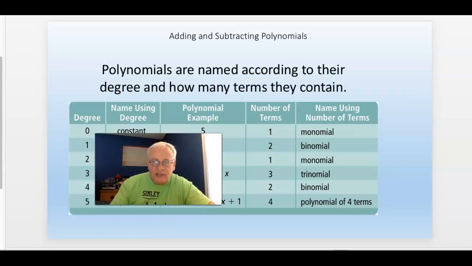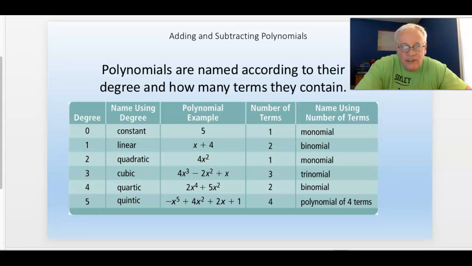Polynomials are named according to their degree and how many terms they have. With 0 degrees, it's called a constant. 1 degree is linear. x plus 4, that's linear. That's a straight line. A degree of 2 is a quadratic, and we're going to learn about those later. So x squared is a quadratic, and x to the third is called cubic. Those are really the ones I want you to know.